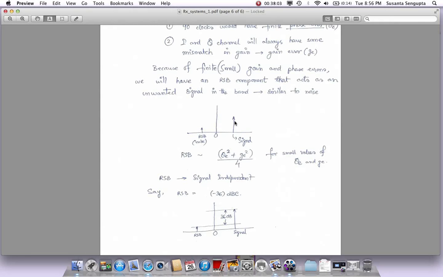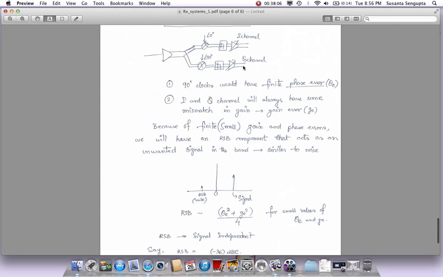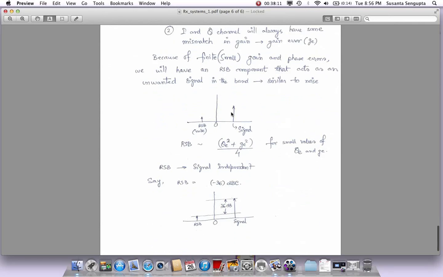This will actually, when it goes through the asymmetry in gain and phase and reaches the digital and the digital processes it, see an RSB component which is shown here as noise. Why will it be noise? This is not noise to this subcarrier, but it will be noise to another subcarrier which is here. So whatever this delta is, the same delta here in frequency, this will create an RSB component on the other side, where the strength of that RSB component can be represented as roughly the phase error squared plus gain error squared, divided by 4.